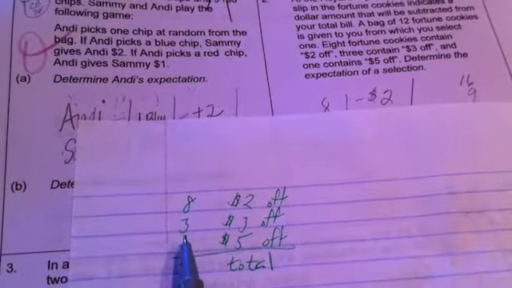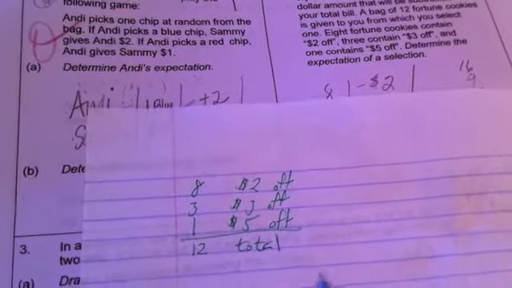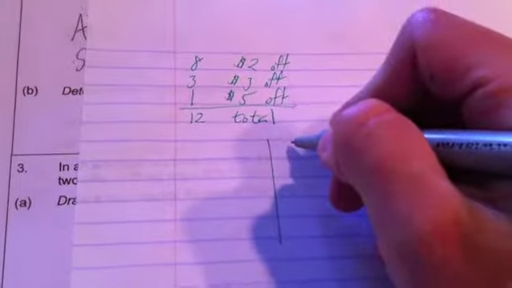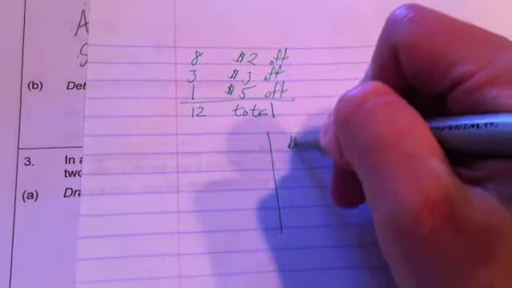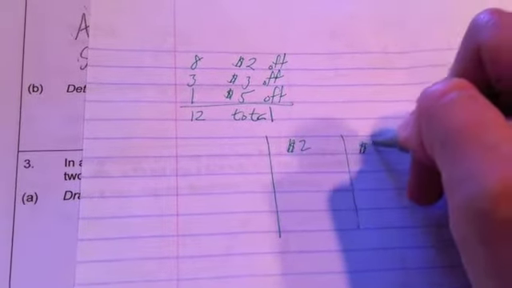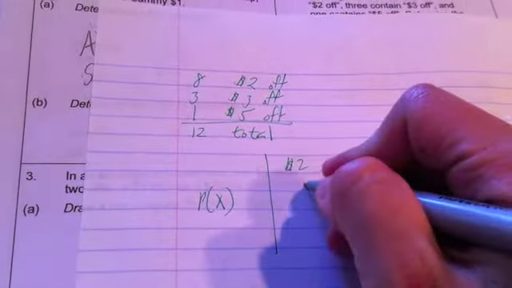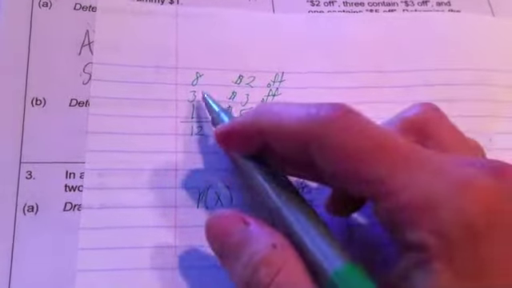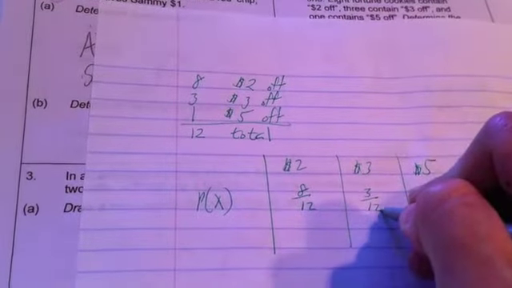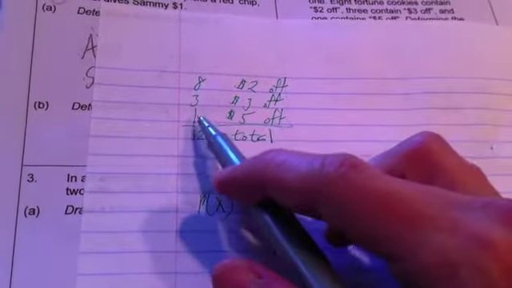So you've got 8 with $2 off, 3 with $3, 1 with $5 for 12 total. So you make a chart of your possibilities. You could either choose $2 off, or $3 off, or $5 off. Your probability of each of these, there are 8 out of 12 to get one of those, 3 out of 12 to get a $3 off, or 1 out of 12 to get $5 off.